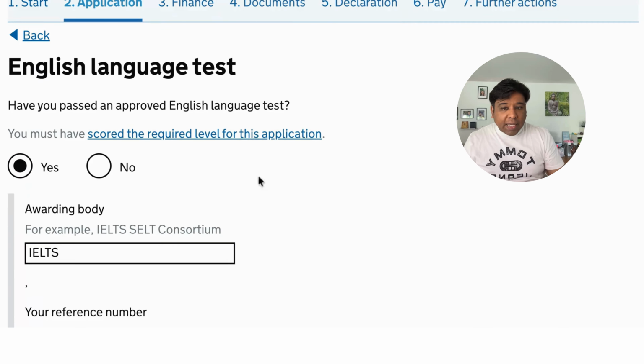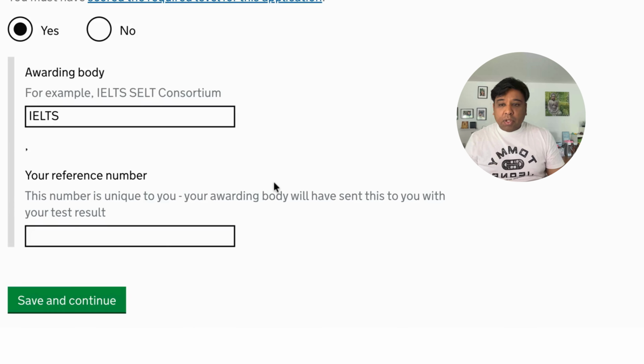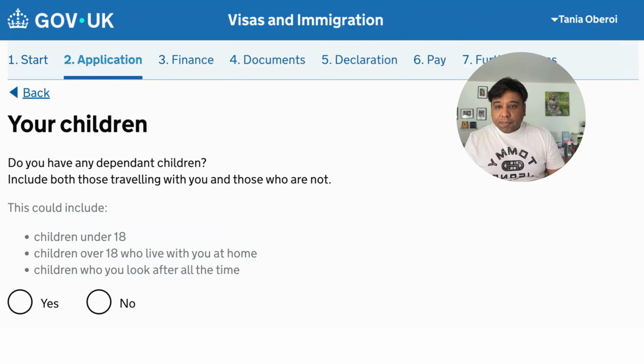It's approved. You can click here to find out which testing centers, and you must take your test only in the authorized testing centers listed on the gov.uk website. If you do not go through an authorized test center, your visa may be refused, so please make sure you do that. Then enter the reference number, which will be given to you. Basically, you need to meet level A1. You can even pass B1 or B2, which you can use later when you want to extend the visa or apply for indefinite leave to remain.